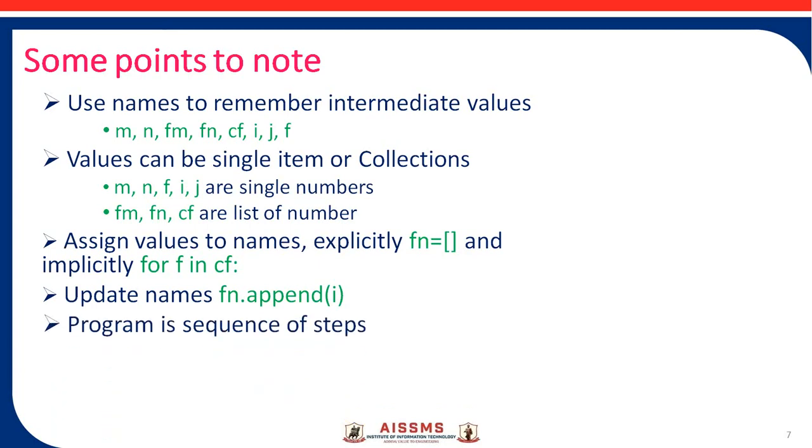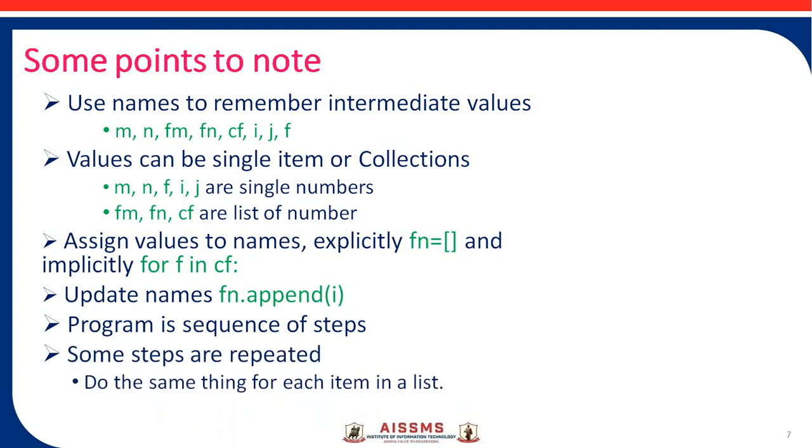Now here we know that a program is a sequence of steps, and our algorithm is also a systematic stepwise representation of our problem, and by using a programming language we can write a program. Some steps are repeated, so by using looping statements you can repeat some steps of your program. So here is the problem we have discussed, that is finding the GCD of two numbers, and we have also discussed the programmatic solution for finding the GCD of two numbers. Thank you.